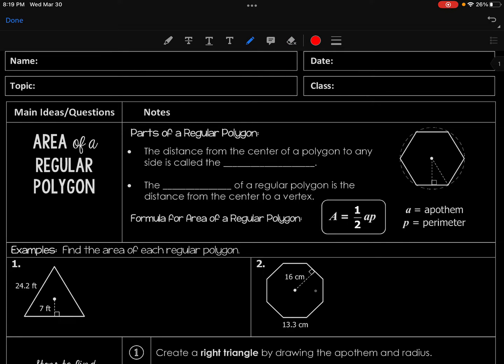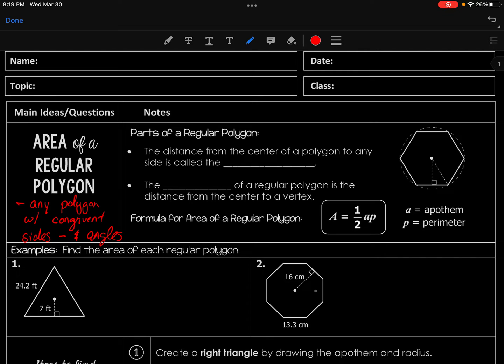A regular polygon is just any polygon with congruent sides and angles. I hope you guys know what congruent means. If you don't, congruent just means equal or same. Congruent sides and angles.